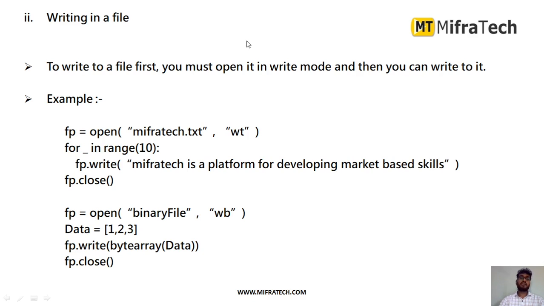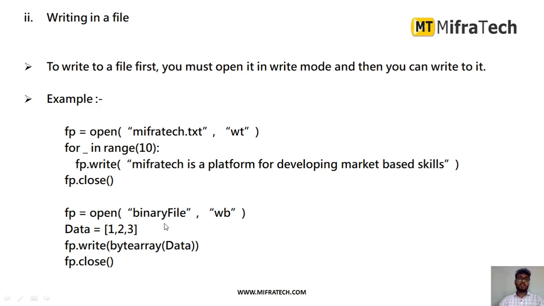Now let's see how to write to a file. In order to write into a file, you have to open the file in a writing mode. If you want to enter some text, you have to open it in write text mode. Here, as you can see in the example, fp is equal to open. I have opened a file called Mifratech.txt, and I have to write some text to it, so I am using WT as the mode. After that I am writing some data into it. After that we can close the file. After opening a file, closing the file is very important. For that, the inbuilt function fp.close() will close the file.